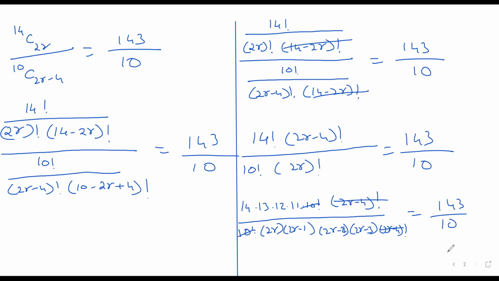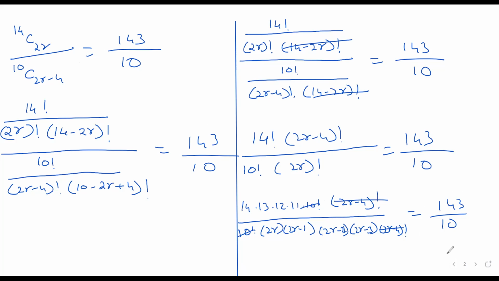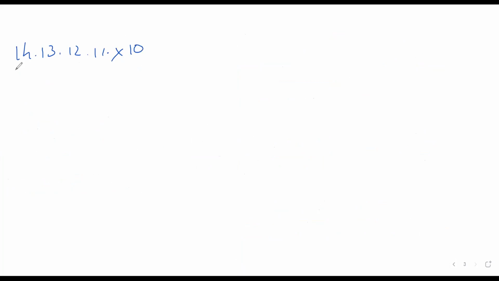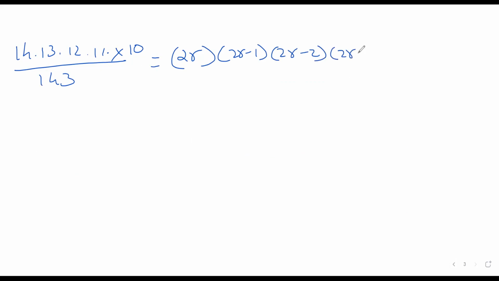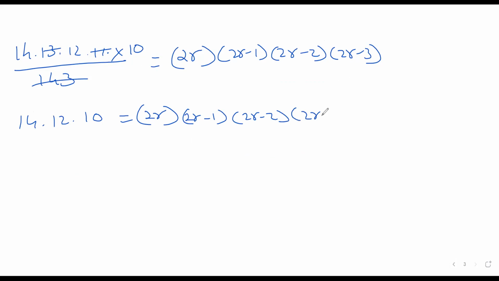Now when you do cross multiplication, we'll get 14 into 13 into 12 into 11 into 10 upon 143 is equal to 2r, 2r minus 1, 2r minus 2, 2r minus 3. 143 is 11 into 13, and 143 will get cancelled. 14 into 12 into 10 is 2r, 2r minus 1, 2r minus 2, 2r minus 3.